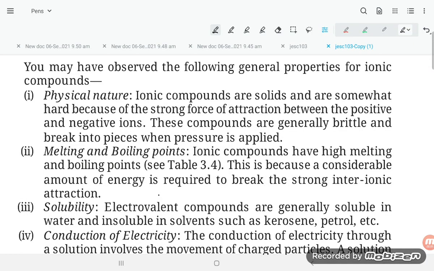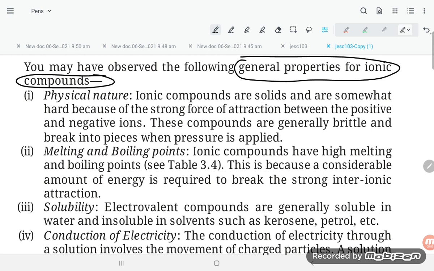Students, let's try to understand the general properties of ionic compounds. The first point is their physical nature.